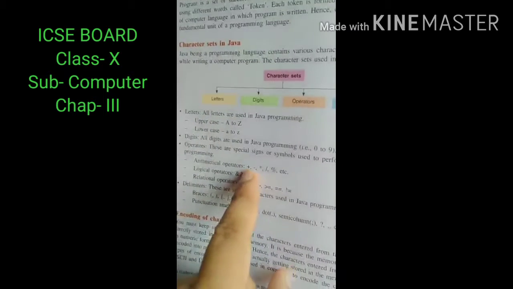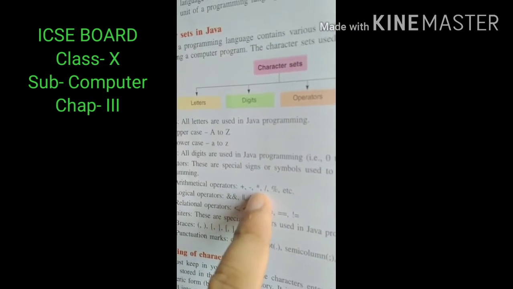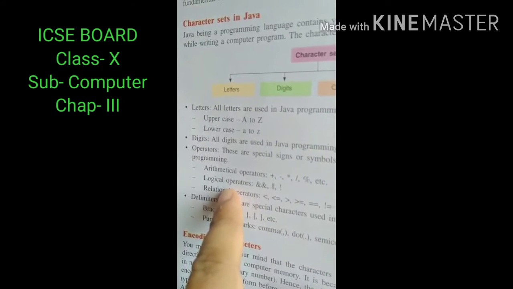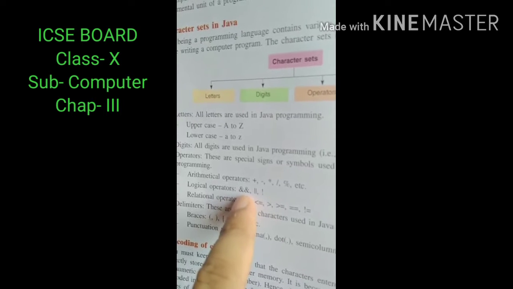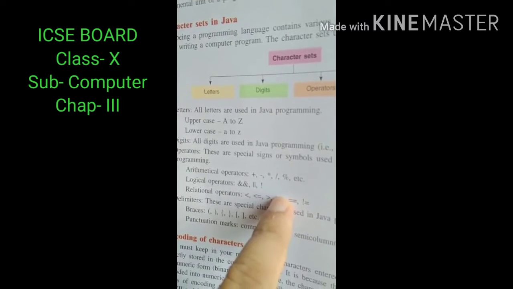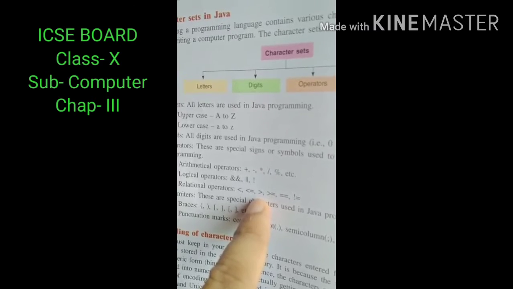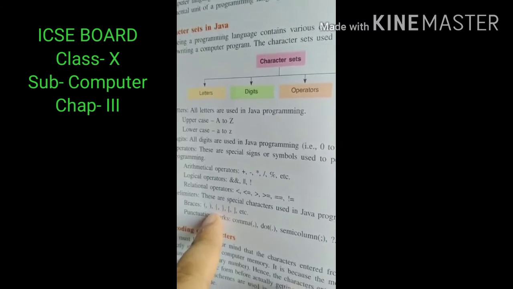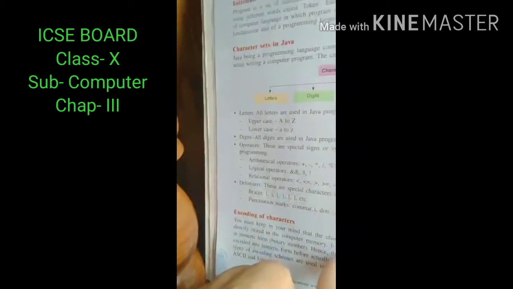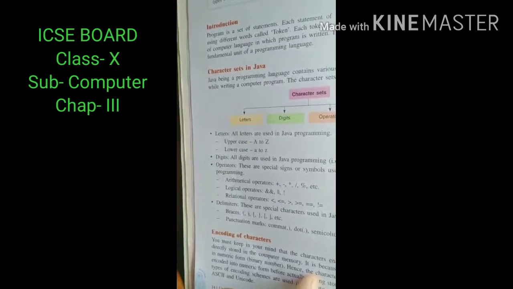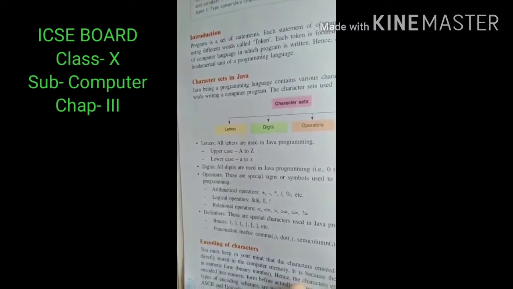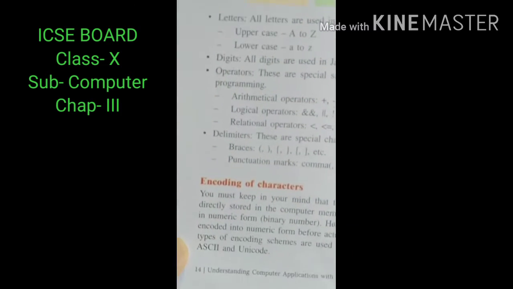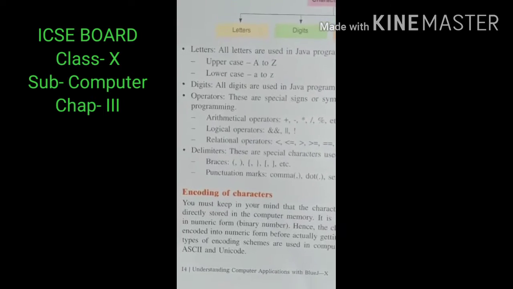In arithmetical operators, plus, minus, and multiplication symbols are given here, and logical operators like and, or, and not symbols are given. Relational operators relate two things, and delimiters are like comma, small bracket, medium bracket, and big brackets. These are the delimiters. Now you understand this coding of characters.